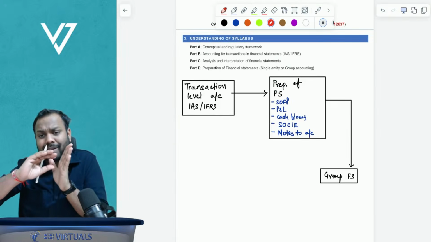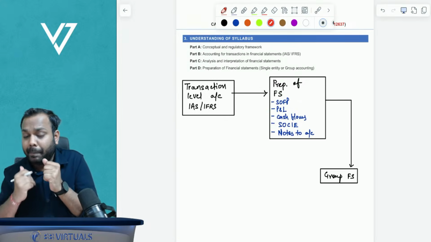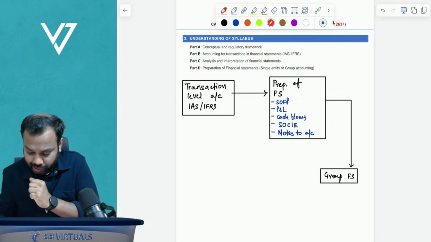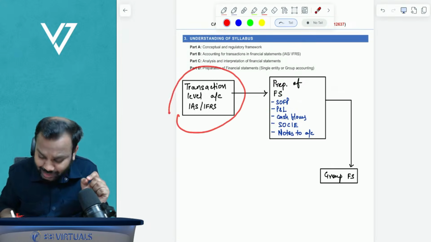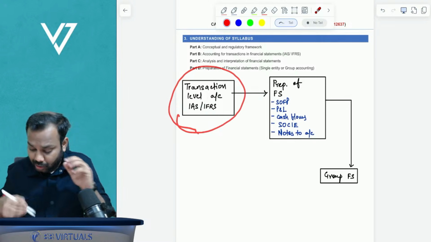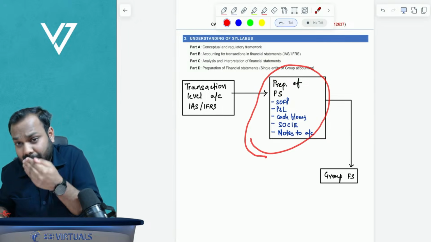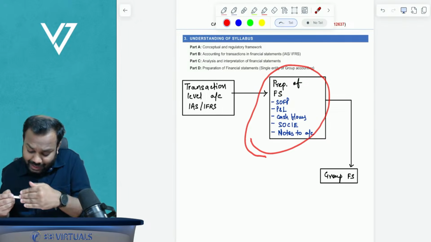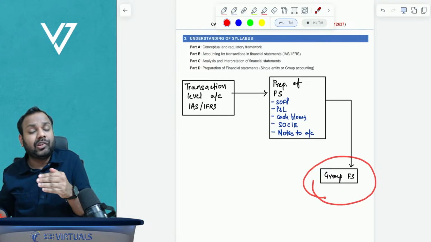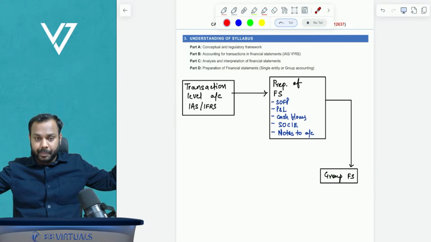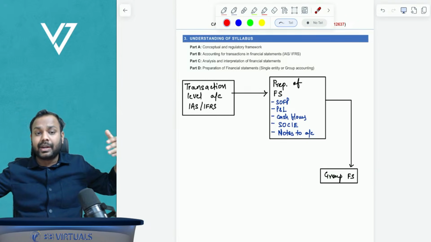So I believe you are understanding the chronology, right? First of all is the transaction level accounting. Then comes the preparation of the financial statements of that company. Then comes the financial statements of the entire group.